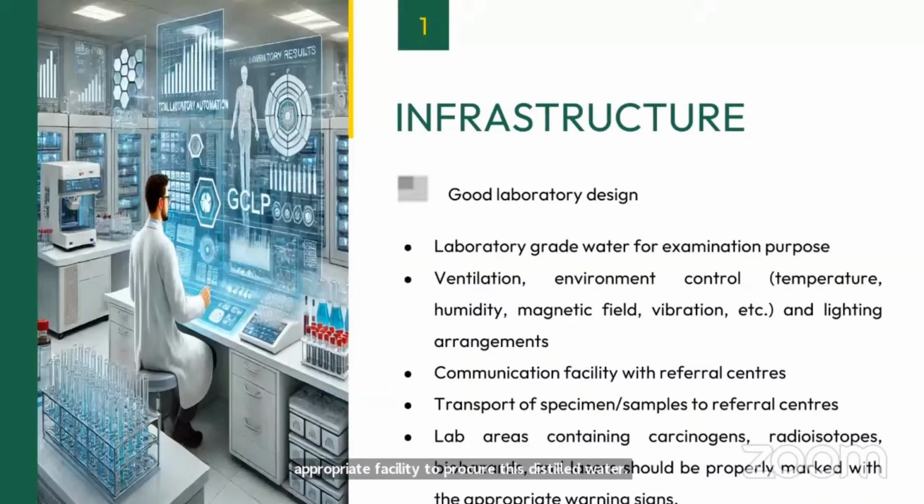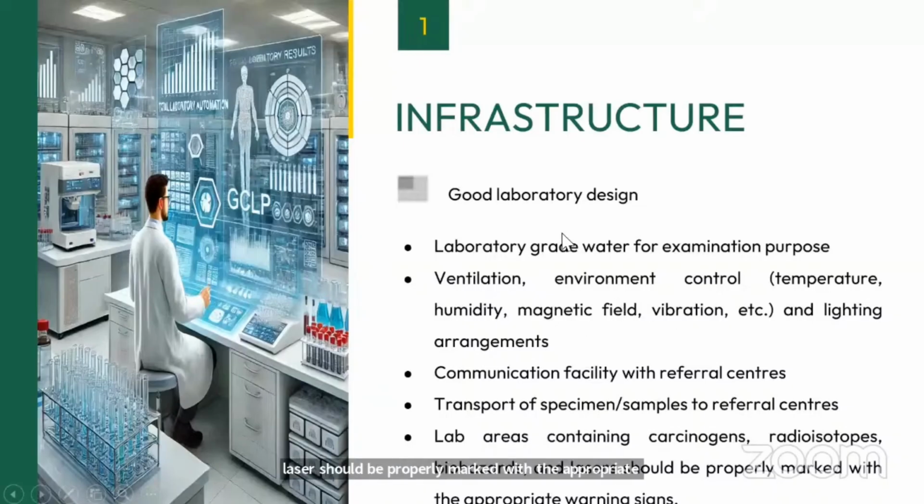The laboratory should be appropriately ventilated. There should be appropriate environmental control in the form of temperature, humidity, magnetic field, vibrations, and lighting arrangement. There should be appropriate communication facilities with the referral center. So if some test is not available in the laboratory, you should be able to communicate with the referral center. There should be arrangement for transportation of the samples. Lab areas containing carcinogens, radioisotopes, biohazards and lasers should be properly marked with appropriate warning signs.